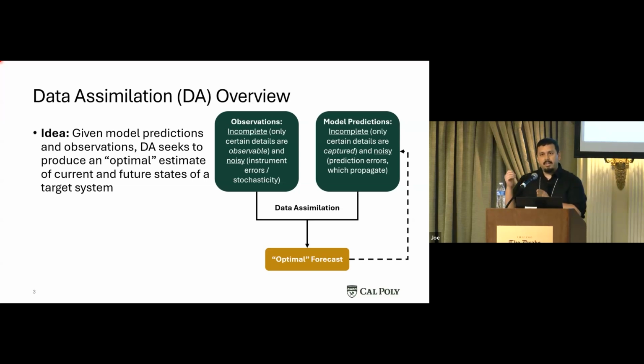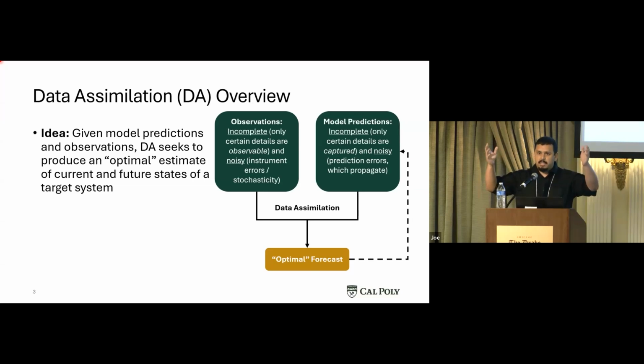On the other hand, we have predictions from a model. The model, as most of us are probably familiar with, is going to be incomplete. There's going to be certain details that are missing, either because we've made simplifications, or maybe we had to cut things out for computational reasons or something else like that. So it's going to be incomplete, and it's also going to be noisy. That might be because your model has stochasticity, or it might be because through your simplifications, through the details that are missing, you have prediction errors. So you've got these two sources of information that are both incomplete and noisy.